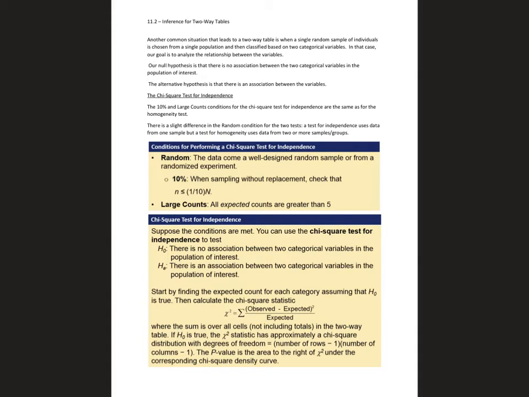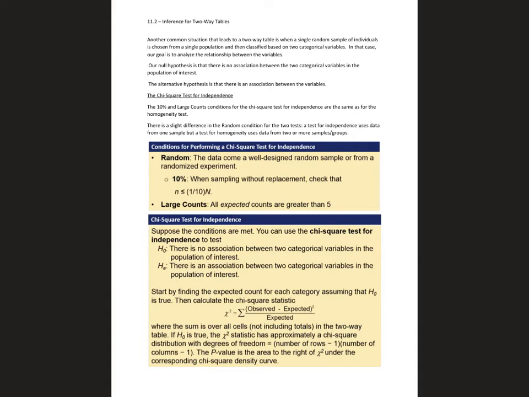This is what we call the chi-squared test for independence. If you take a look at the conditions for performing a chi-squared test for independence, they're the same. There is nothing different here about our conditions. And if you look, there is no association between the two categorical variables for the null, and there is an association. We're still going to calculate the chi-squared as observed minus expected quantity squared divided by expected. We sum all those up.